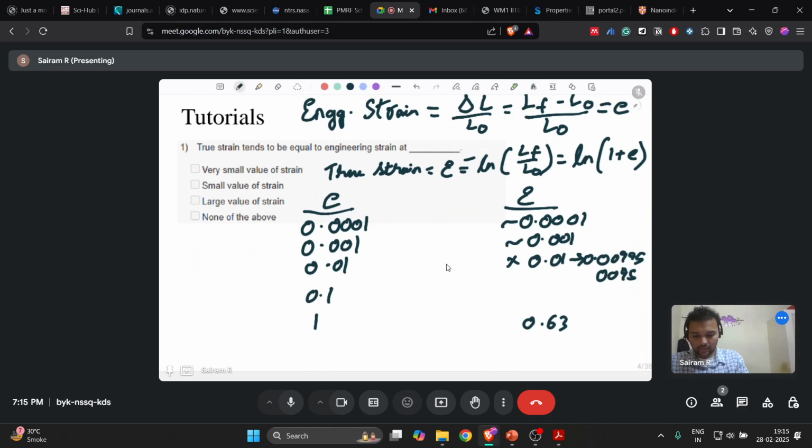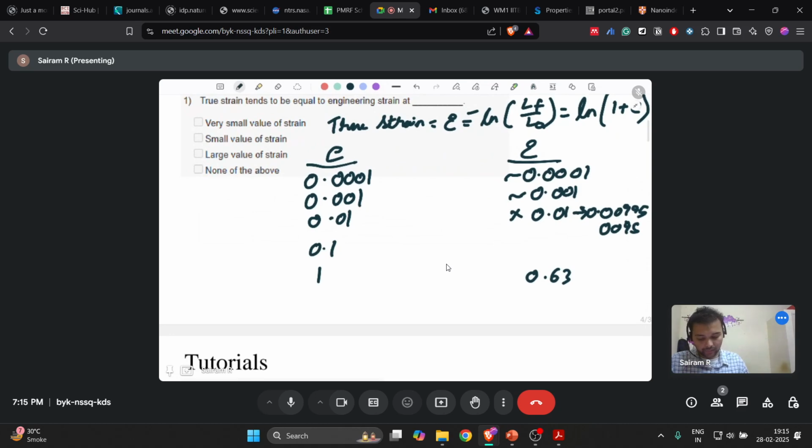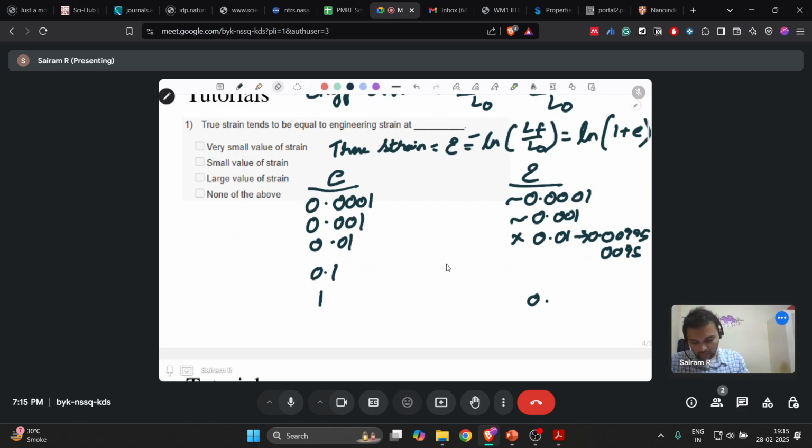ln 1... sorry, ln 2 is, yeah, 0.693. ln 1.01 would be 0.00995, this is the correct one, and ln 1.1 would be 0.095. So there is not a direct relation.